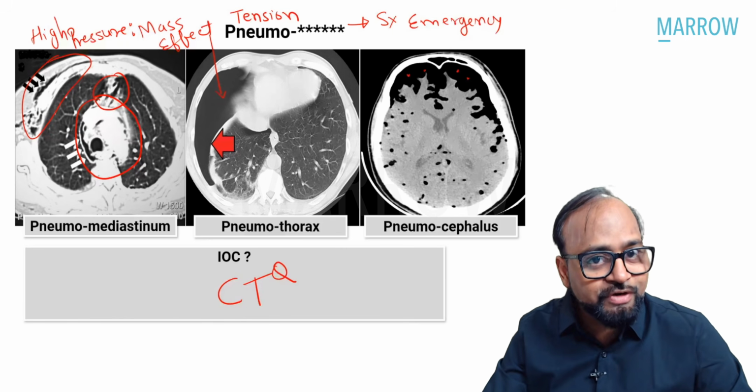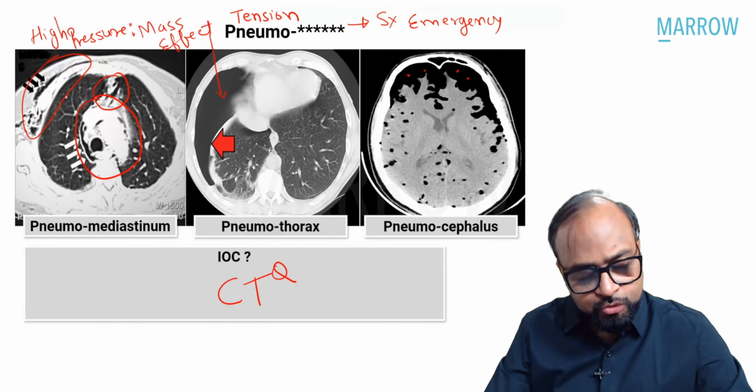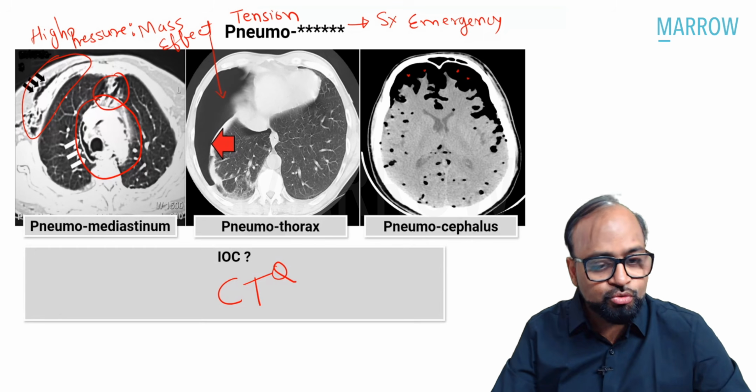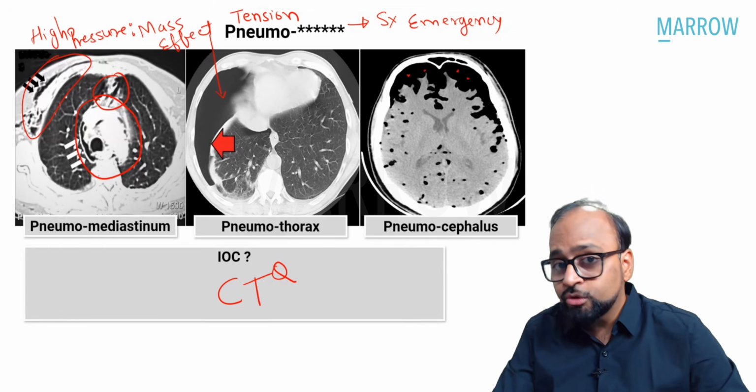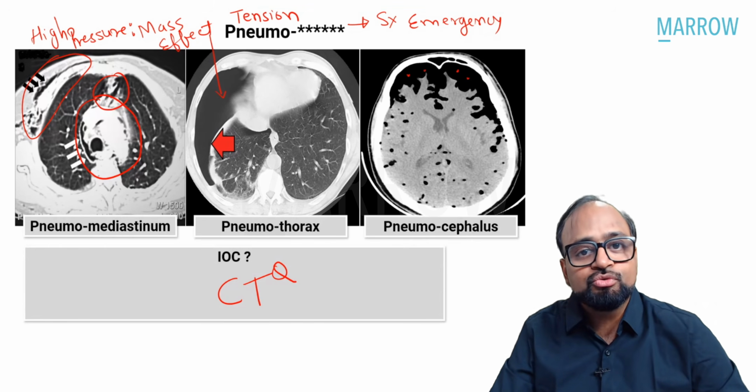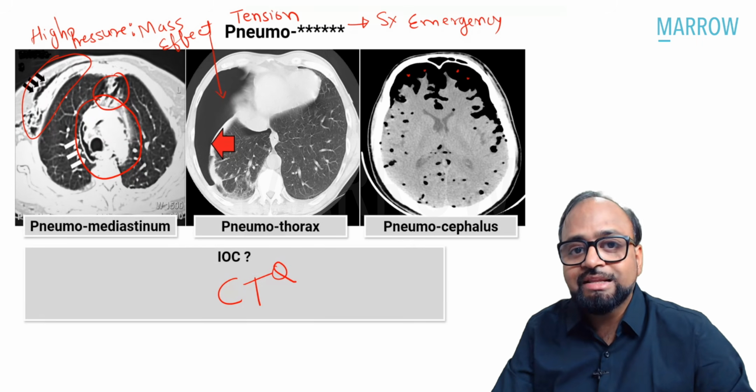So fluid is friend of ultrasound. For fluid anywhere in the body, use ultrasound. Air is enemy of ultrasound. So to detect air anywhere in the body, you cannot use ultrasound. Therefore you use the next best investigation, and that is CT.